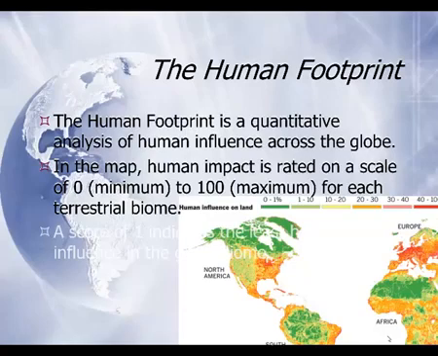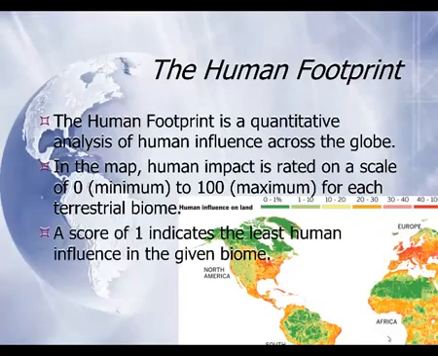You will notice that the vast majority of the area in which we live has a great human impact. As you get over towards the west, towards the Rocky Mountains, there's a minimal impact, and then up into portions of Canada and Alaska, again, there is a minimal human impact. A score of 1 indicates the least human influence in a given biome.